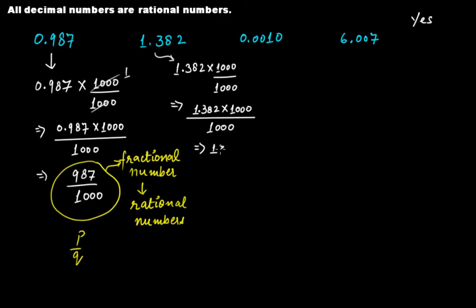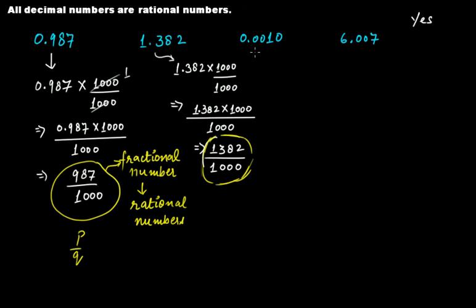This becomes 1382 over 1000. Now, is this a fractional number? Yes, this is a fractional number, or straight we can say it is a rational number. Why is it a rational number? Because P can be 0 or a positive integer or a negative integer. Yes, in this case it is a positive integer. Q can be a positive integer or a negative integer and cannot be equal to 0. Yes, this is not equal to 0, and yes, it has a positive integer as the denominator. Yes, it is a rational number.